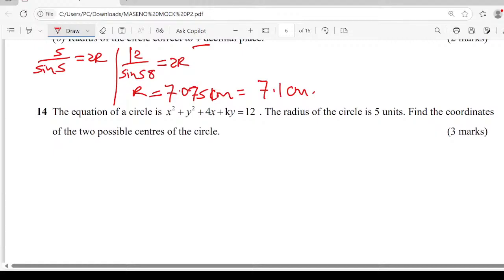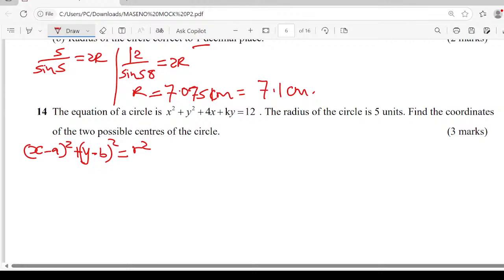Look at question number 14. The equation of a circle is x squared plus y squared plus 4x plus ky being equal to 12. The radius of the circle is 5 units. Find the coordinates of the two possible centers of the circle. We all know that for an equation of the circle, (x minus a) squared plus (y minus b) squared should be equal to r squared. That is the general equation of the circle.